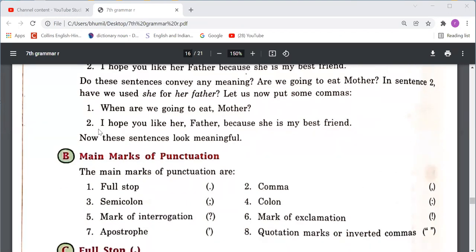Second, I hope you like her. I hope you like her. We are saying to our father, I hope you like her, father. Father is again the addressing word, because she is my best friend, right? So she we have used for her, not for father, right? Now we have used a comma here and proper punctuation marks. That's why the meaning is crystal clear.